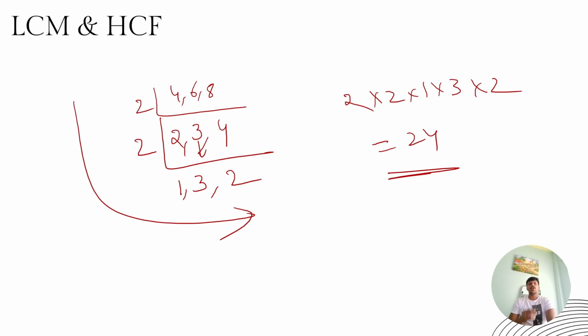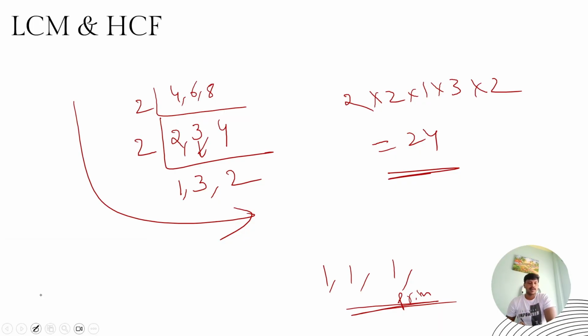So what we are going to do? We are going to divide the numbers with prime numbers, and if a number is not divisible, we are going to drop it as it is to the next cycle. And we have to repeat like this until you get all ones, all prime numbers. I mean, there is no common multiple between them. Okay. And at the end, multiply all of them, you will get your LCM.